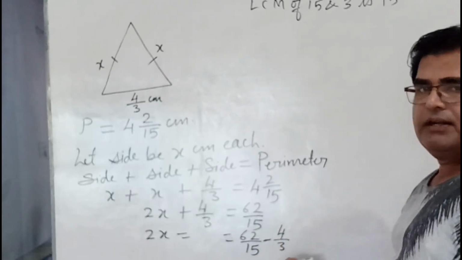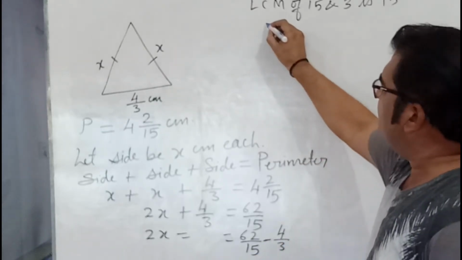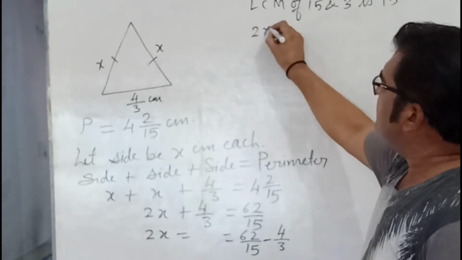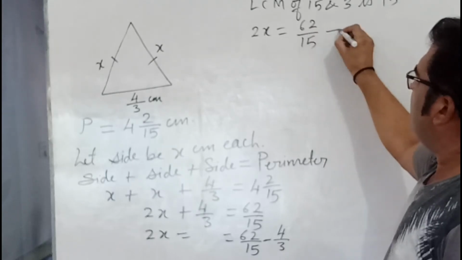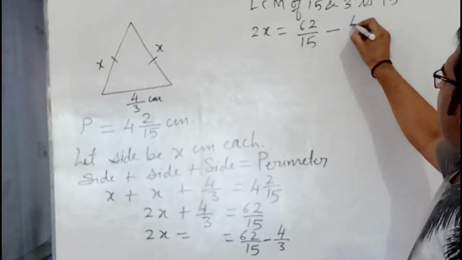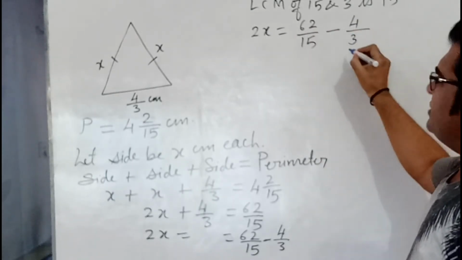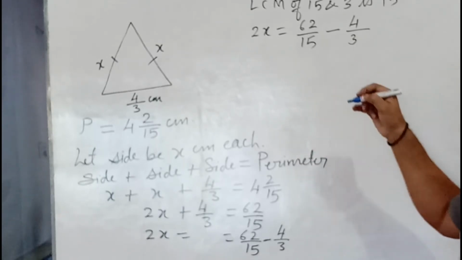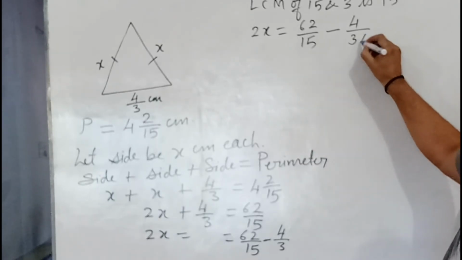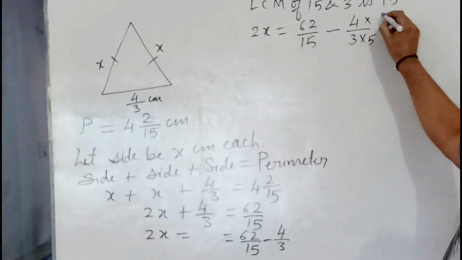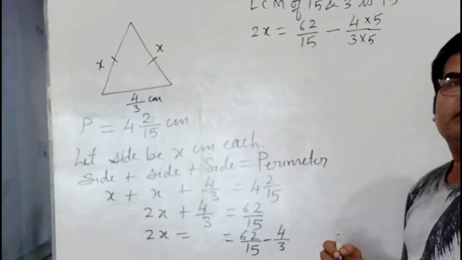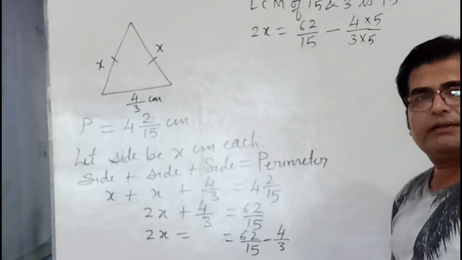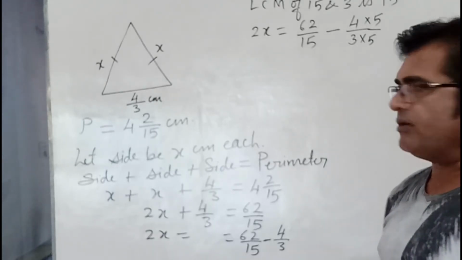62/15 already has denominator 15, so write down the same. 2x equals 62/15 minus 4/3. The denominator of 4/3 is 3. So what should we multiply 3 by to make it 15? We multiply by 5. Then we will have to multiply 5 in the numerator also. This is the rule of maths: if you multiply something in the denominator, then you have to multiply in the numerator also.